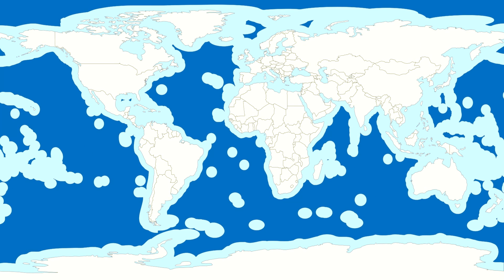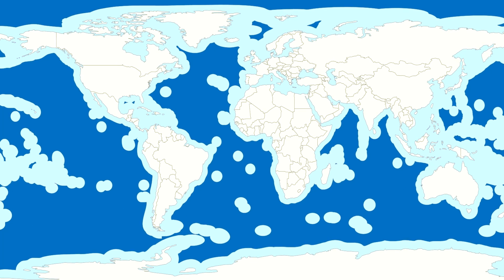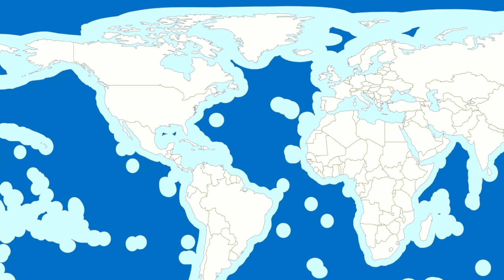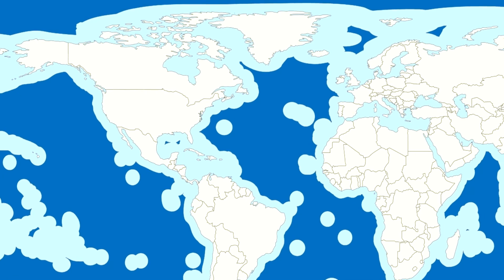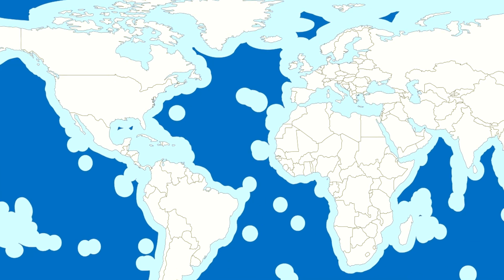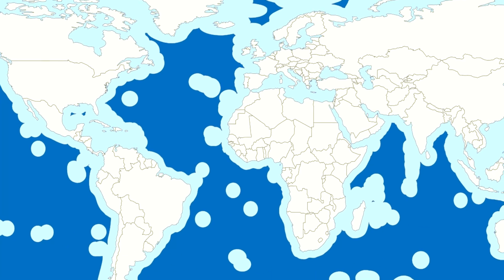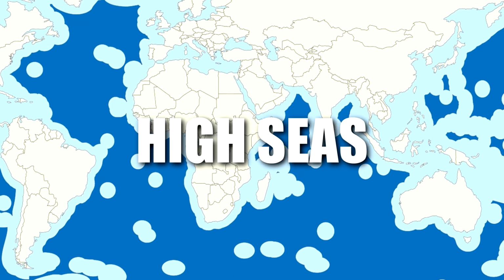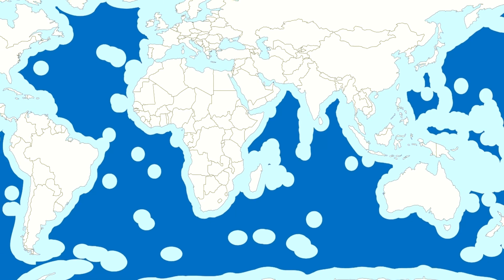In this map, we can get a notion of how absolutely gigantic it is. In the light blue, we have the countries' exclusive zones, which are then divided and organized amongst them, as we'll see in a second. And in the dark blue, the vast majority of the oceans are the high seas, international waters that belong to all countries and none at the same time.